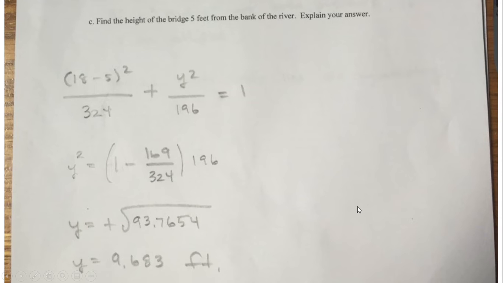Now, I didn't write out the explanation, but kind of explained it before. You're 5 feet in from the right-hand side of the bridge, and you're going to calculate the y value at that x value of 13. All right, I'll give you a second to write that down. All right, we'll move on.